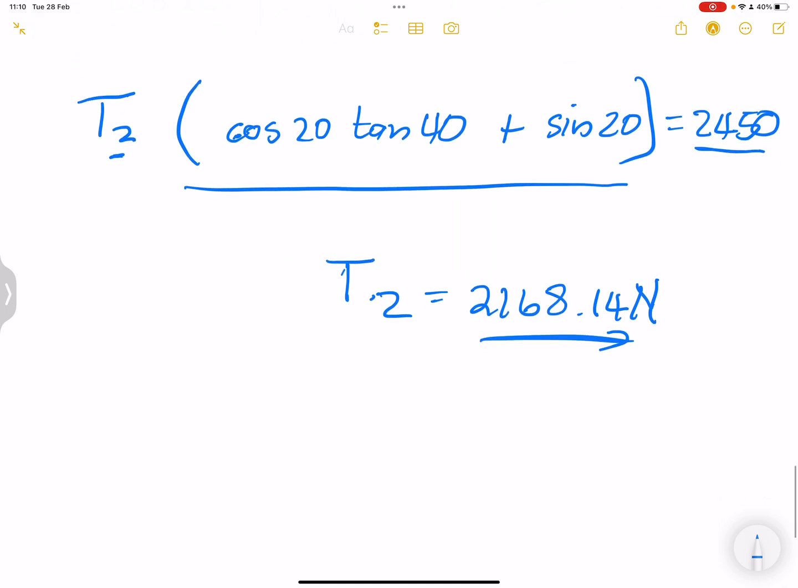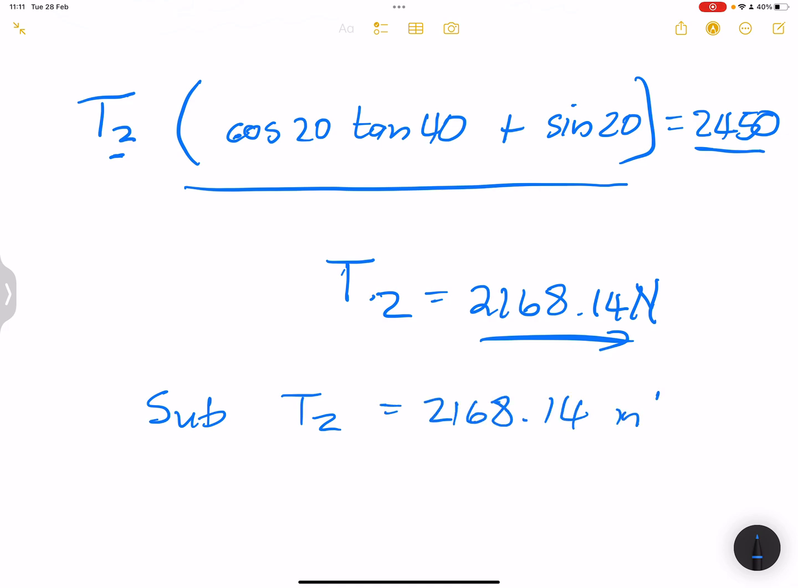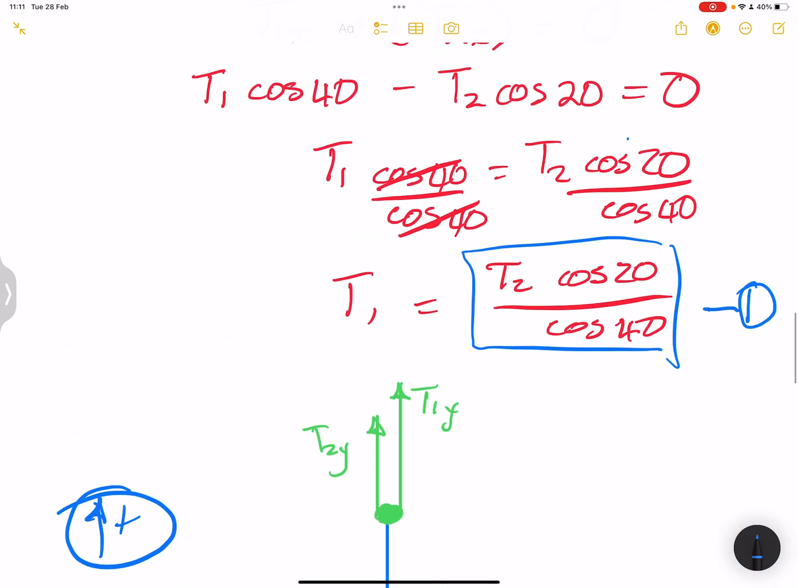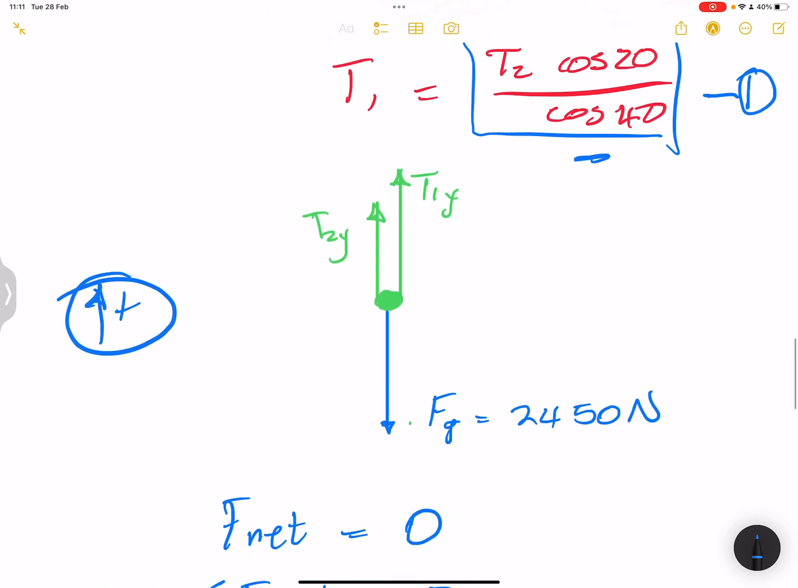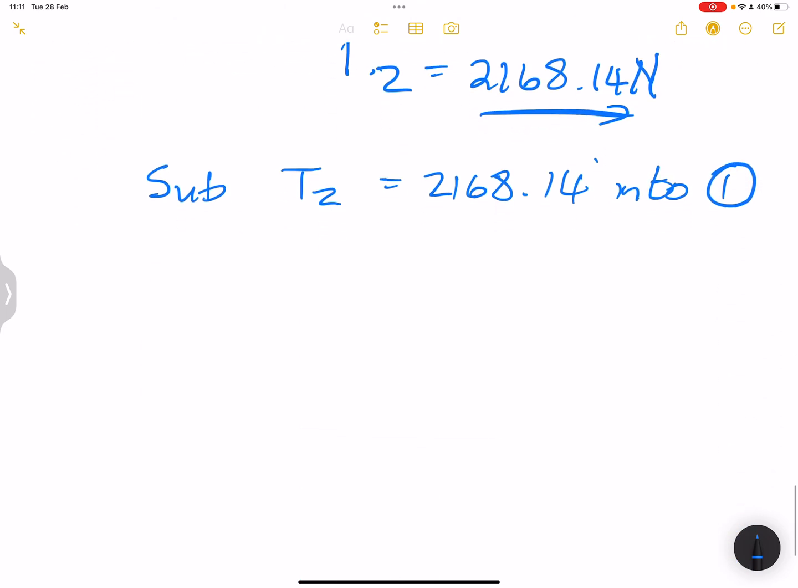Now, those who've watched the previous video, you'll see how closely these values are related with the answers that we got previously. Now, how do I get T1? I'm going to substitute T2 equals 2168.14 into my equation 1. Remember my equation 1, this one. So T1 is T2 cos 20 over cos 40.